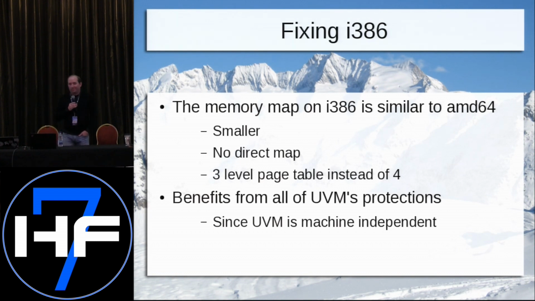If you have a machine with 16, 32, 64 gigs of memory, it will eat up 16, 32, or 64 gigs of virtual address space. And you don't have that on i386. The address space is too small. The page table is slightly smaller, but fundamentally it's almost the same beast.